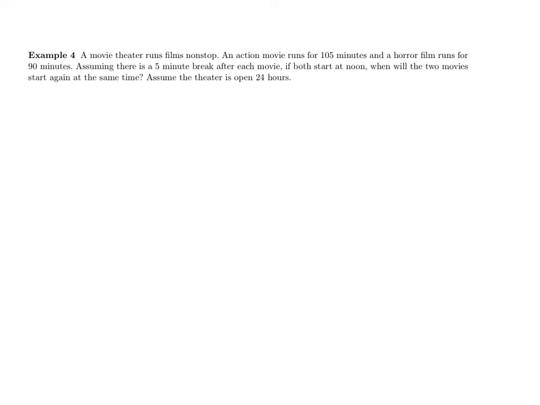In our last example, we'll look at an application of least common multiples. So here in example 4, it says a movie theater runs films nonstop, and there's an action movie that runs for 105 minutes, and a horror film that runs for 90 minutes. And we'll assume there's a 5-minute break at the end of each movie until it starts again. So if we assume both movies start at noon, when will the 2 movies start again at the same time?